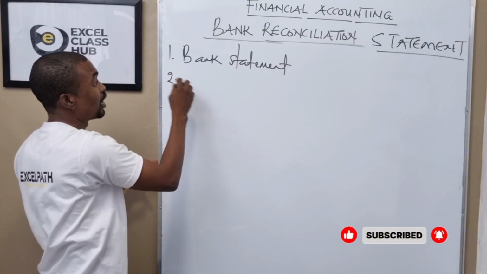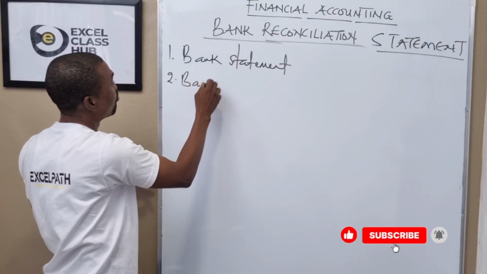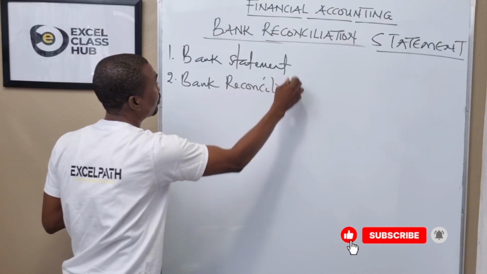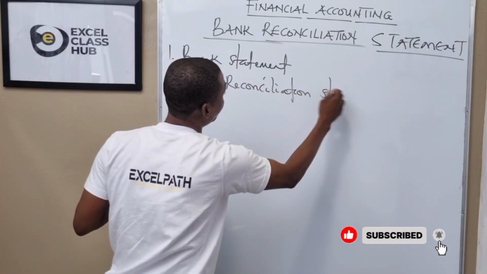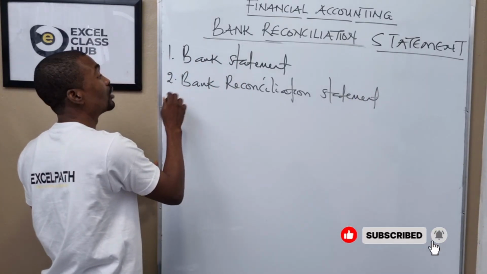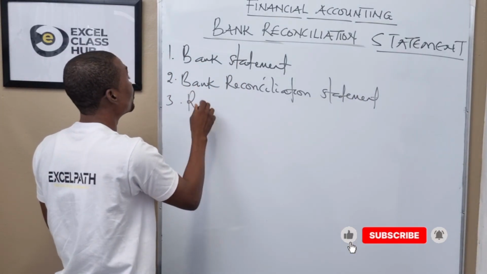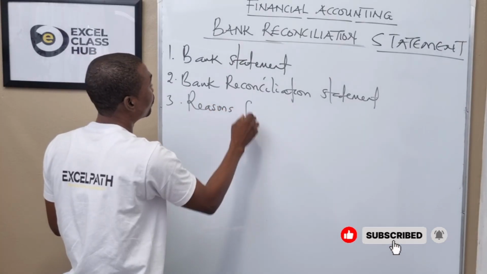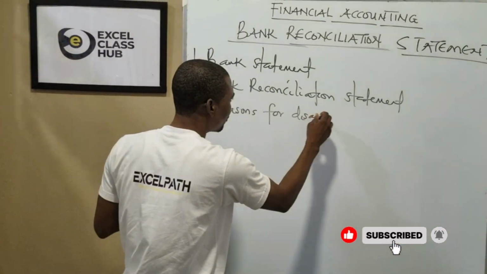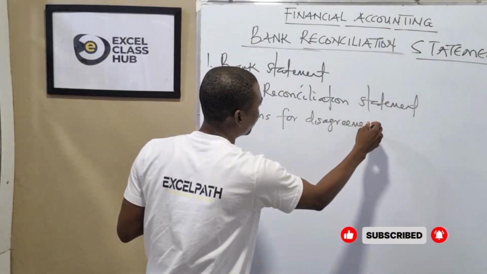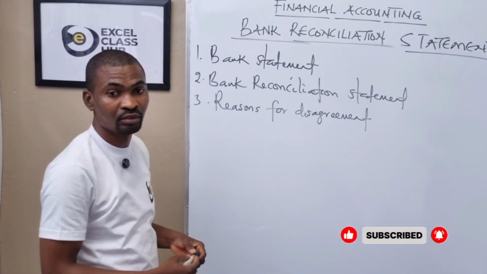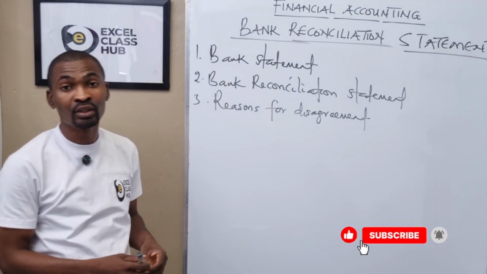We are also going to look at what is meant by bank reconciliation statement. Also, we are going to look at the reasons for disagreement. And after that, we are going to be solving some questions under the JAMB pack.